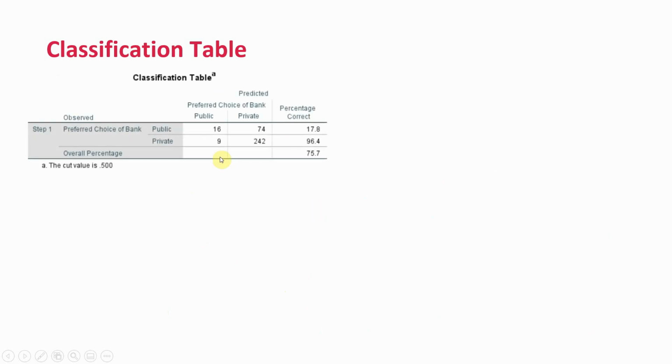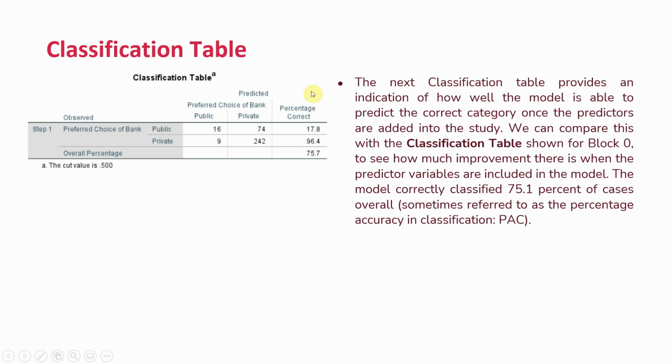Next up is your classification table. Now this is particularly important. The classification table provides an indication of how well the model is able to predict the correct category once the predictors are added into the study. Now we can compare this with the classification in block 0 to see whether we have got some improvement when the predictors are added to the model. The model correctly classified 75.1% of the cases. Actually this is a typing error, 75.7% of the cases. Sometimes it is referred to as percentage accuracy in classification.